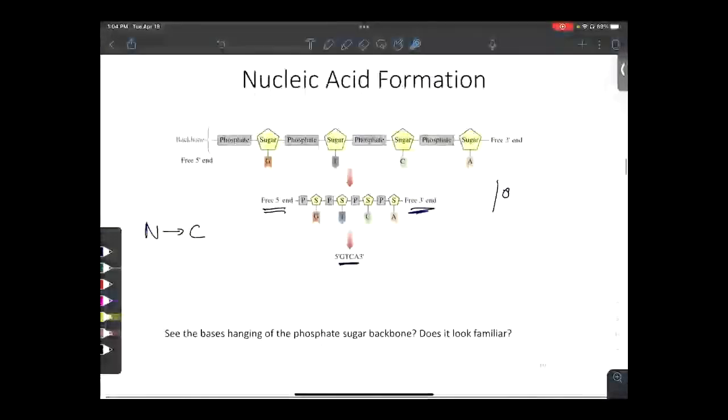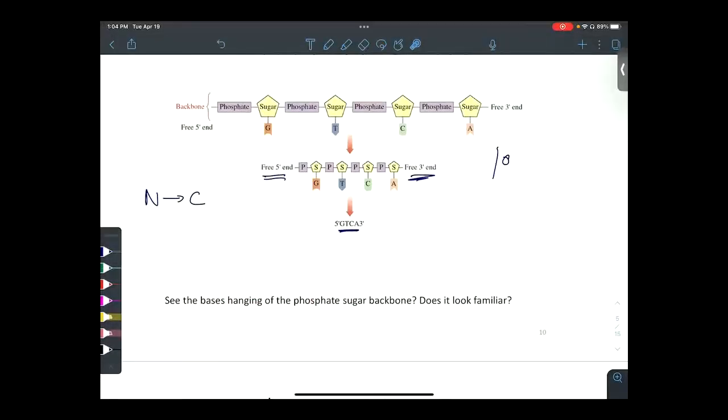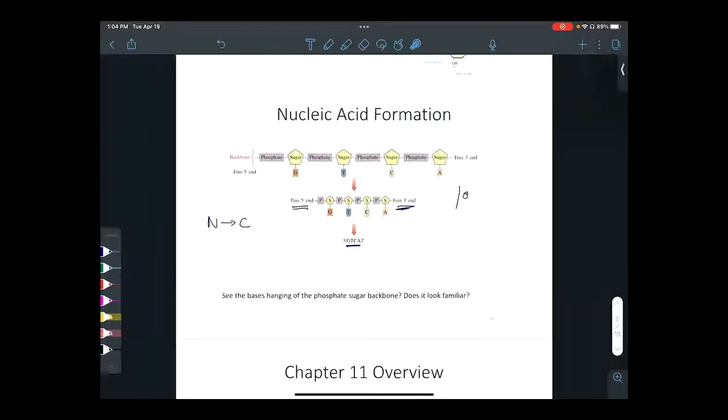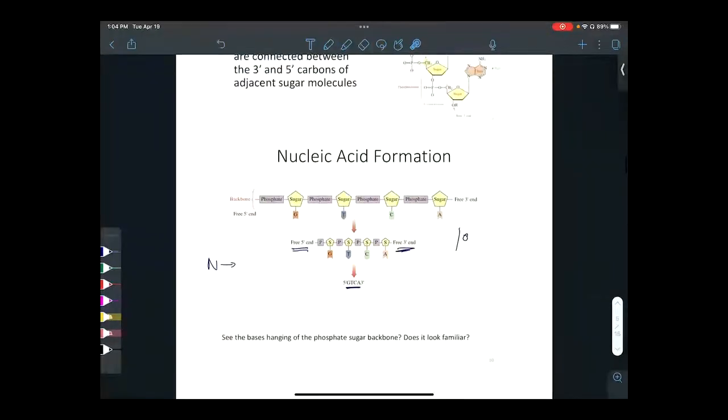So the order here really matters, all right? Bases hanging off the phosphate sugar backbone. It looks just like a peptide. R groups are just different. They're nitrogenous bases instead. All right? So that's how we form a nucleic acid.